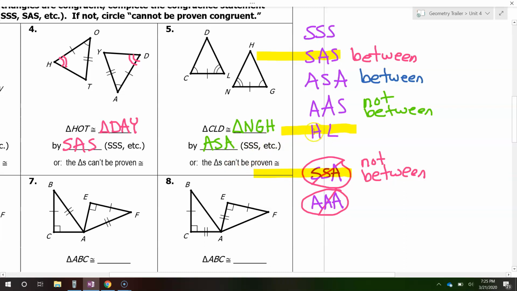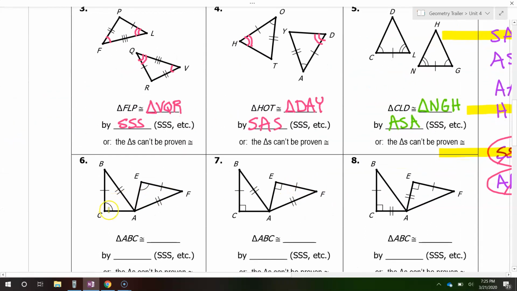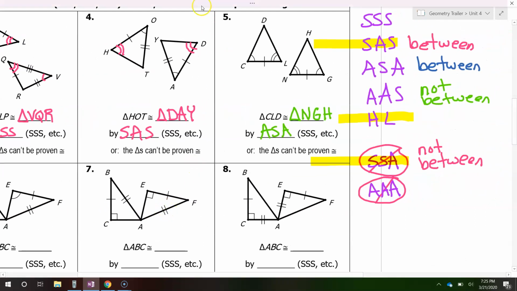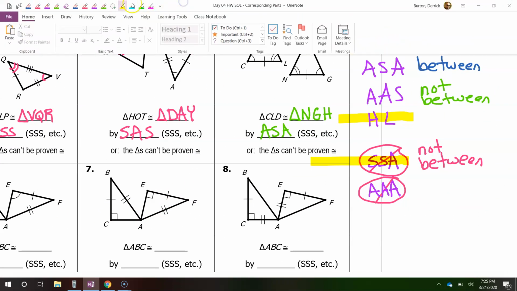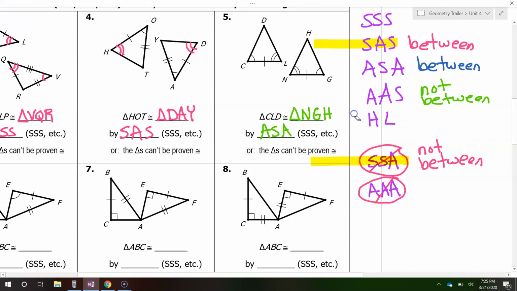Let's start with hypotenuse leg though. Hypotenuse leg is only for right triangles. So this is not a right triangle, so we can forget about hypotenuse leg right away. Goodbye, hypotenuse leg. So it's either going to be between or not between. Is the angle between the two sides or not?